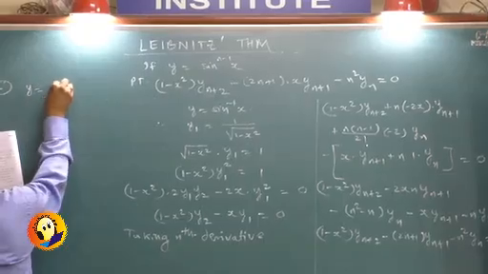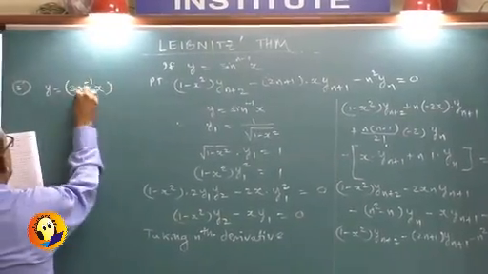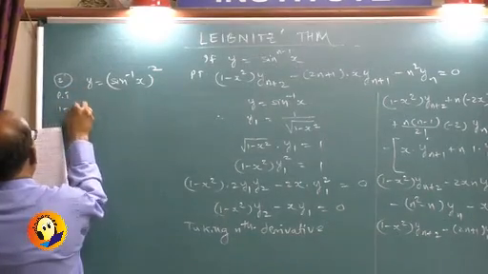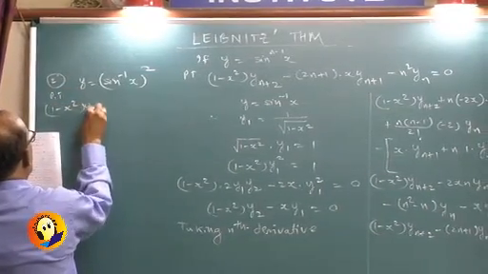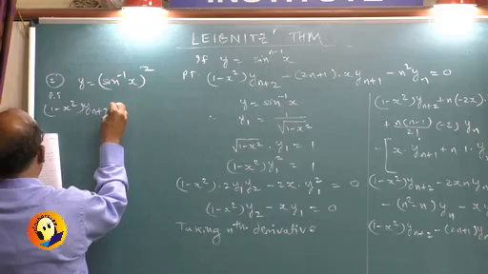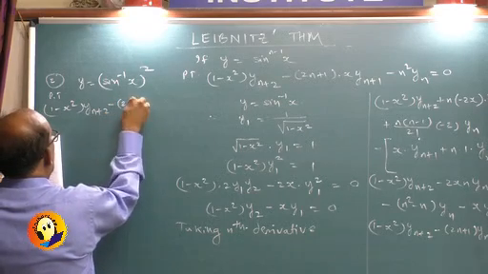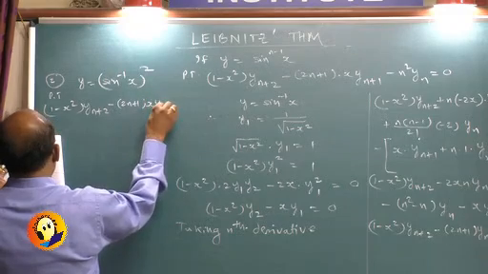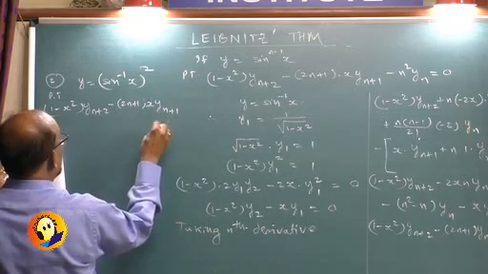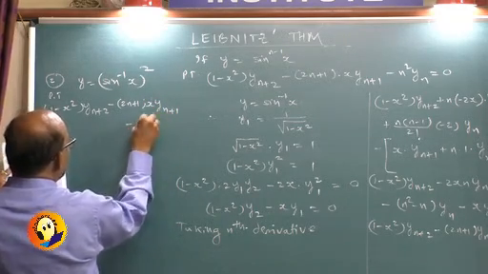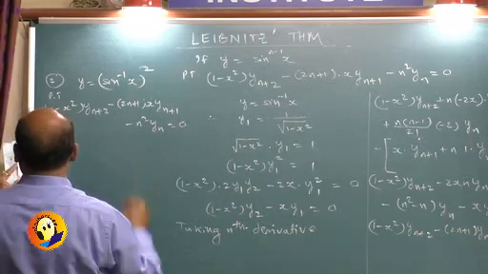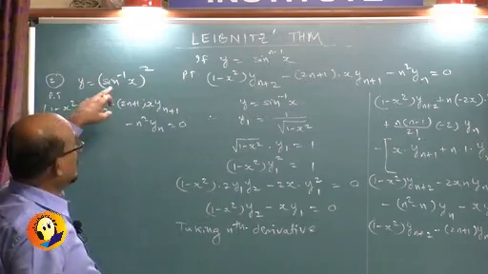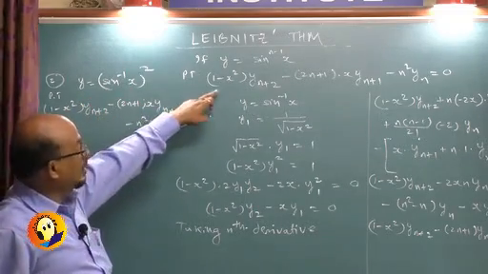Y equal to sine inverse x bracket square. Prove that 1 minus x square yn plus 2 minus 2n plus 1 x yn plus 1 minus n square yn equal to 0. Here is one more interesting case. He is going with sine inverse square, and the result comes out to be the same.